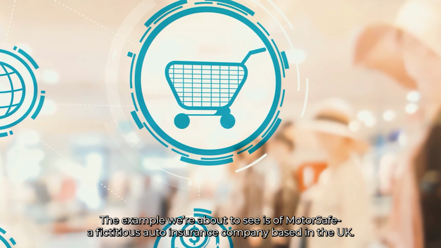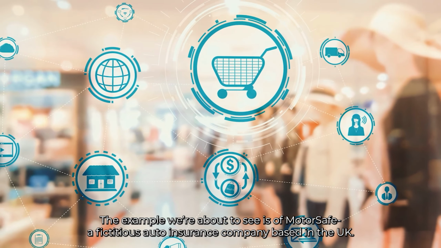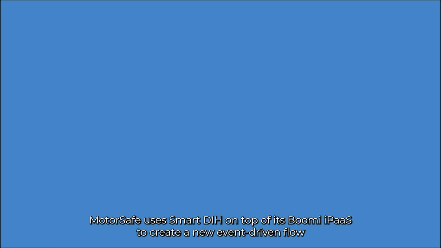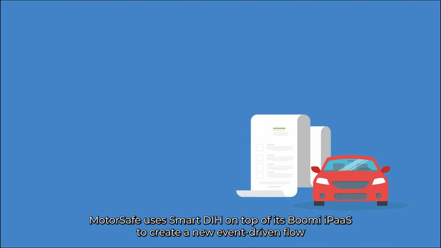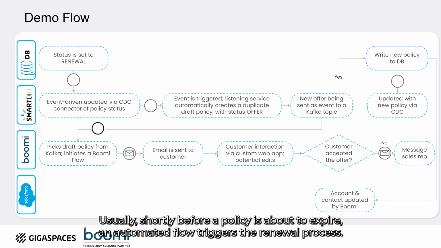The example we're about to see is of MotorSafe, a fictitious auto insurance company based in the UK. MotorSafe uses Smart DIH on top of its Boomi iPaaS to create a new event-driven flow for renewing vehicle insurance policies in just seconds. Usually, shortly before a policy is about to expire, an automated flow triggers the renewal process.